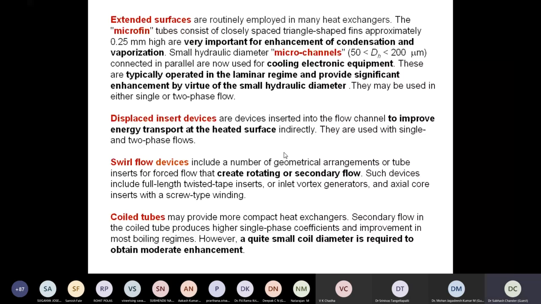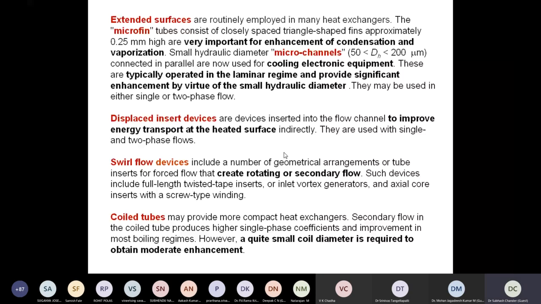In many applications for compact type heat exchangers, we use coil tubes, right? In coil tubes, we create secondary flows due to centrifugal action, right? Coil tubes may provide more compact heat exchangers. Secondary flows in the coil tubes produce high single phase coefficients and improvement in the nucleate boiling regimes. However, quite a small coil diameter is required to obtain moderate enhancement. So the coil tubes are again one type of alteration in the geometry that can ultimately lead to some enhancement in heat transfer.